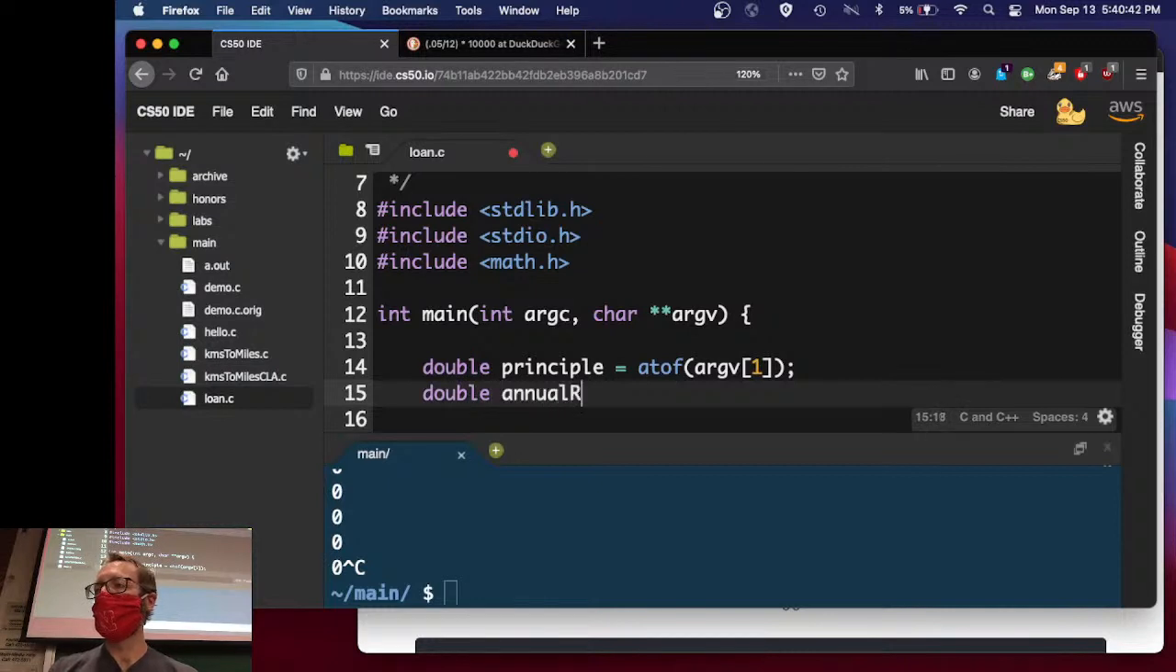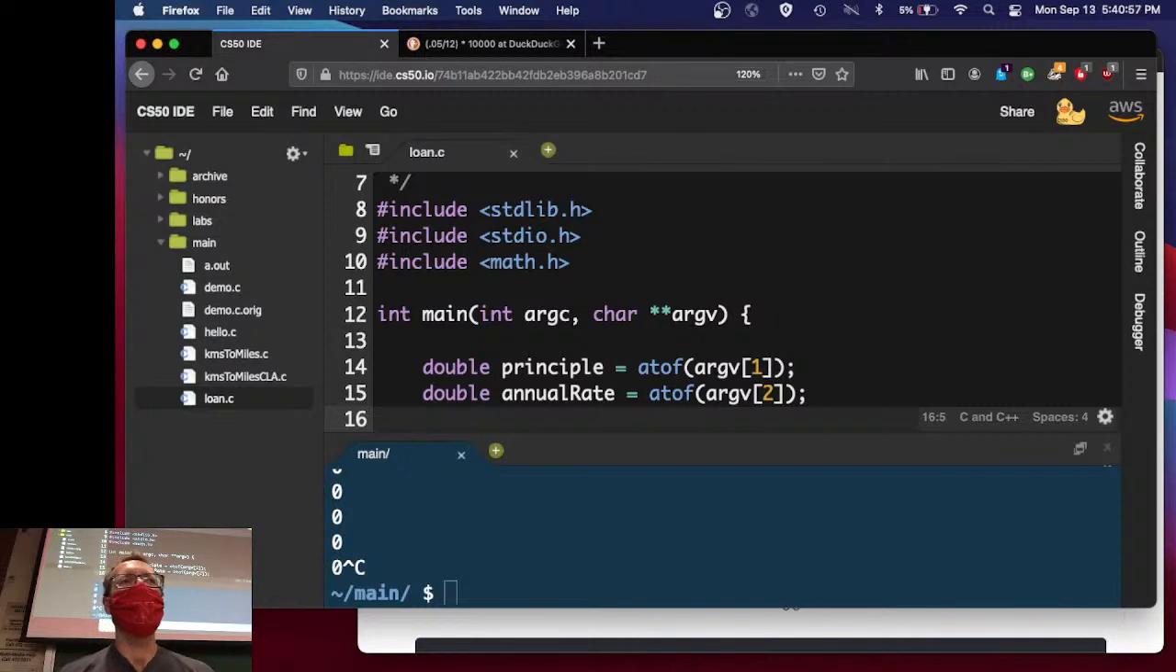Double annual rate. Rate equals A to F of argv sub 2. Okay. And then lastly, the number of years. Is that going to be a fraction? Have you ever heard of a loan that, well, I guess there are loans where you pay weekly if you want to, but like every month and a half you pay on the principal? That doesn't sound right. So let's go ahead and make it an integer, number of years. Right? Now is this A to F? Nope, it's A to I, argv sub 3.